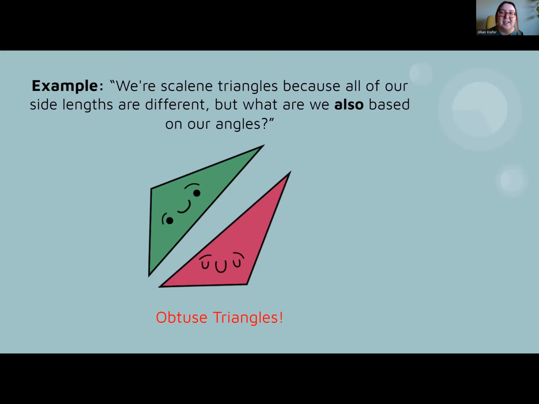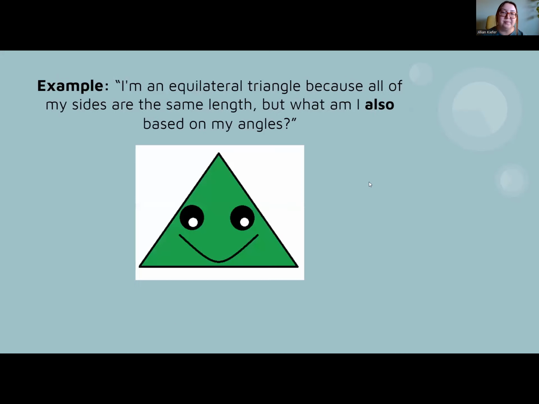So this, I'm an equilateral triangle because all my sides are the same. We already established that. But what am I based on my angles? So if we look in here, we said that right triangles would be indicated with a box. So in this case, we don't see any of those. They all look fairly small, smaller than 90, which would make this an acute triangle. So this is an equilateral triangle, which is also an acute triangle.